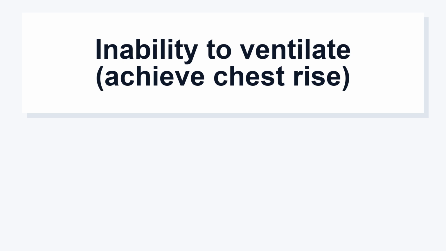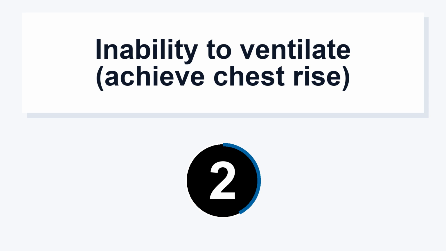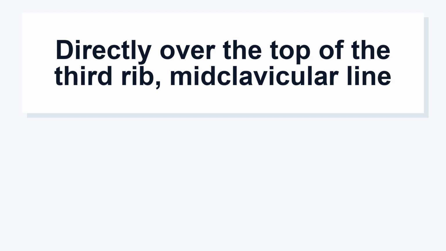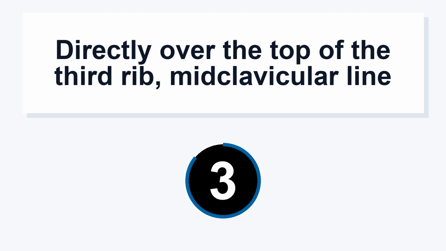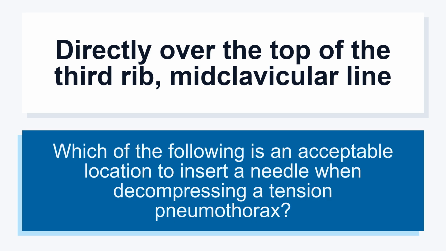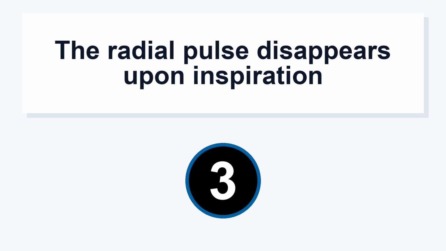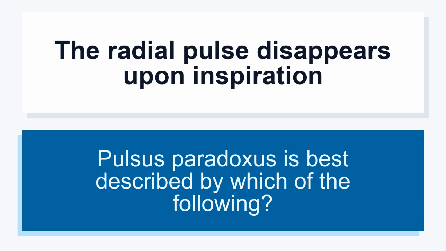Inability to ventilate, achieve chest rise. Which of the following would be the most compelling reason to intubate a patient immediately? Directly over the top of the third rib, mid-clavicular line. Which of the following is an acceptable location to insert a needle when decompressing a tension pneumothorax? The radial pulse disappears upon inspiration. Pulsus paradoxus is best described by which of the following?